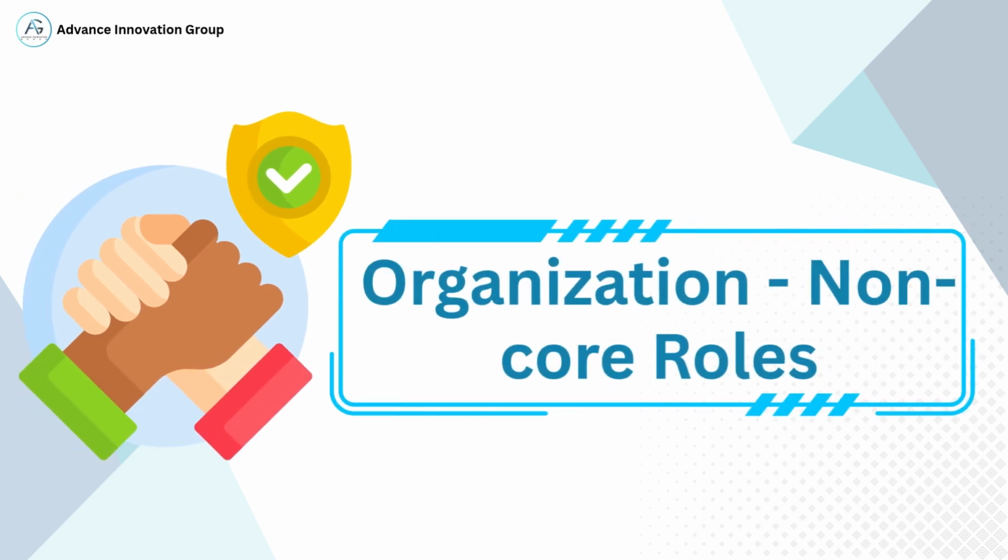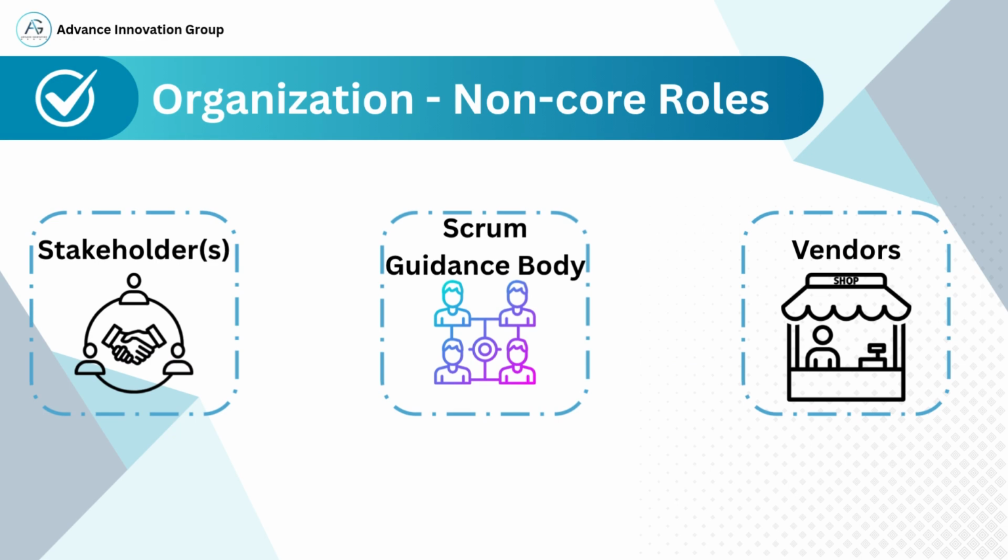Organization, non-core roles. In Scrum, aside from the core roles, Product Owner, Scrum Master, and Scrum Team, there are several non-core roles that support the Scrum project, but are not directly responsible for deliverables. 1. Stakeholders. Stakeholders are individuals or organizations who are affected by the project or can influence its outcome. They include customers, users, sponsors, and other business representatives.